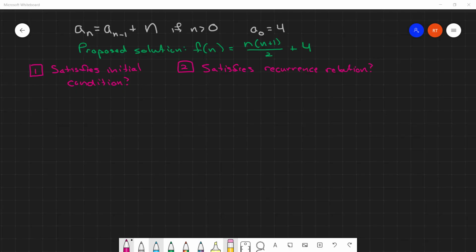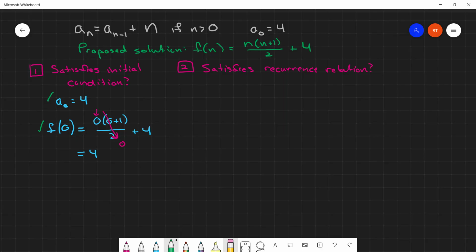Satisfying the initial condition is fairly easy to show. The initial condition is a_0 equals 4. And I just need to take my function and plug in 0 and check to see that the output is 4. Well, the formula says I take the 0 and I compute 0 times (0 plus 1) over 2 plus 4. Now this fraction just evaluates to 0 because I'm multiplying through by 0. And so the entire result here is 4, and I see that the initial condition is satisfied. f(0) is the same thing as a_0. So the function will produce the correct first term of the sequence.